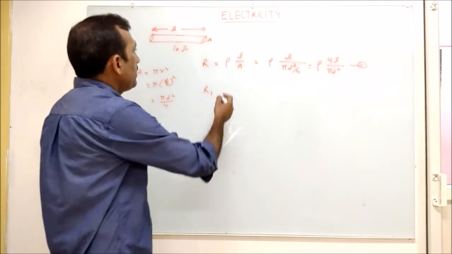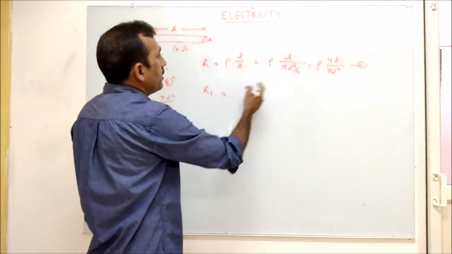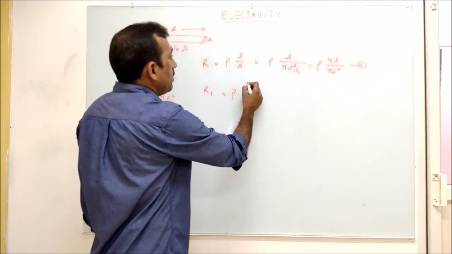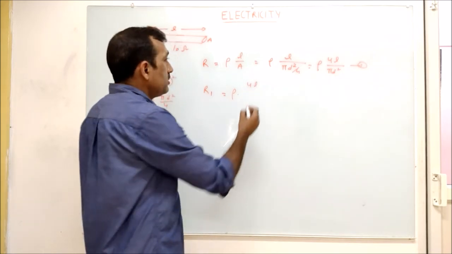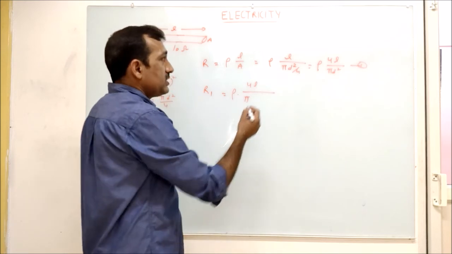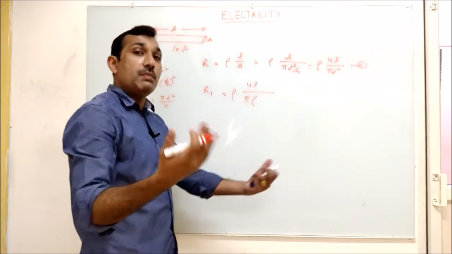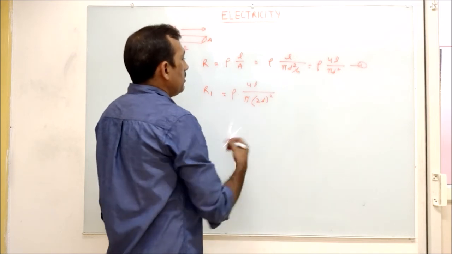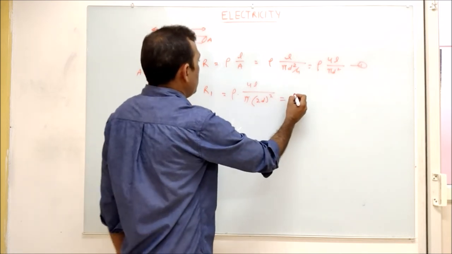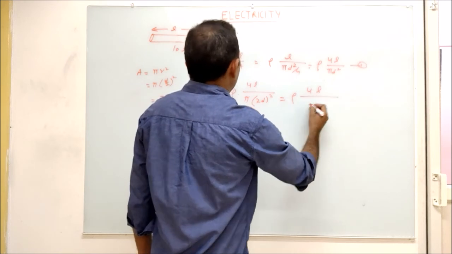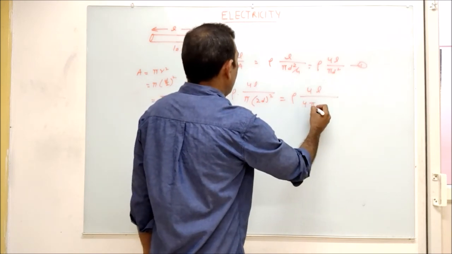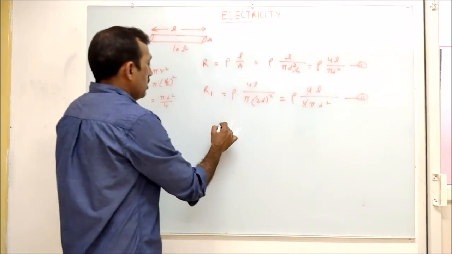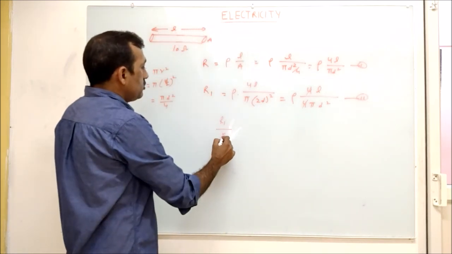Now in the second case, what will happen? Rho is same, material is not changing, length is not changing, everything is same, only thing is D is doubled. So D has become 2D, rest all is same. So it will become rho 4L by 4 pi D square. This is cancelled. For the second R, let me take the ratio of these two.